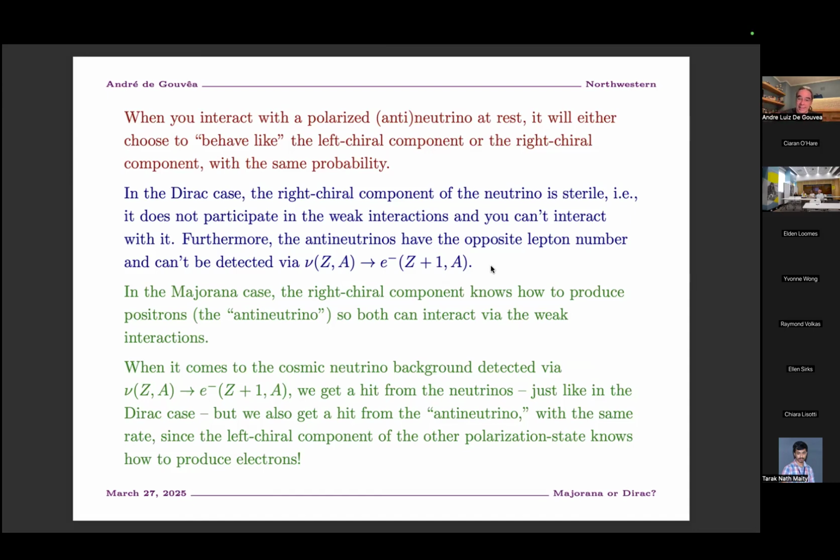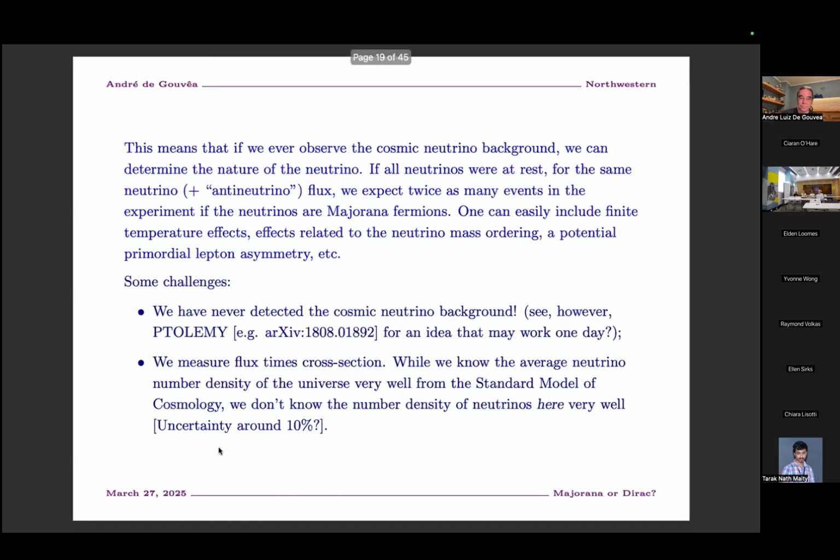So at the end of the day, in the Dirac case, the left-handed helicity states can produce an electron. They give you a certain rate. In the Majorana case, the left-handed helicity states can produce an electron, but the right-handed helicity states can also produce an electron. And at the end of the day, you get twice as many hits as you would have gotten otherwise. So this means that if you could measure the cosmic neutrino background, deciding if the neutrinos are Majorana or Dirac is kind of trivial.